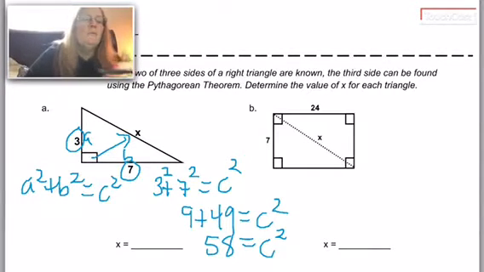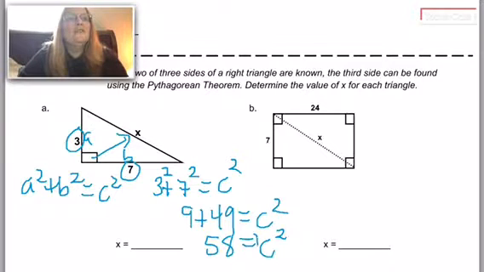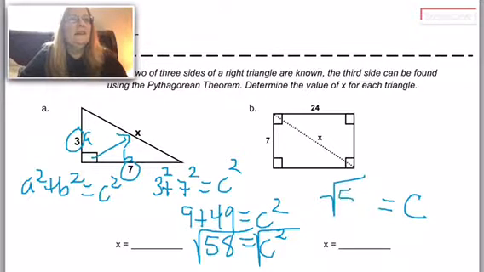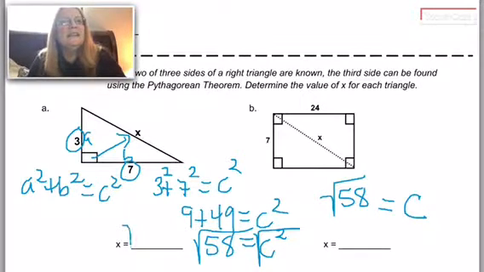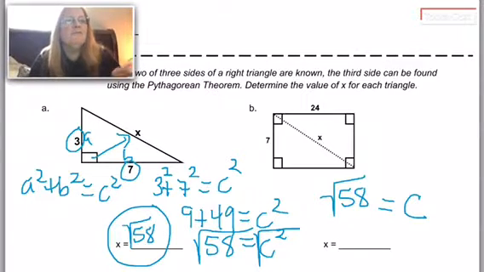Okay, but we don't want to know what c squared is, we want c. So if we take the square root of c squared, we get c, and so we would take the square root of 58. And then for now, if you put that into your calculator, you're going to get a decimal. So this is the exact answer, the square root of 58. And that's how I prefer that you would leave it right now.